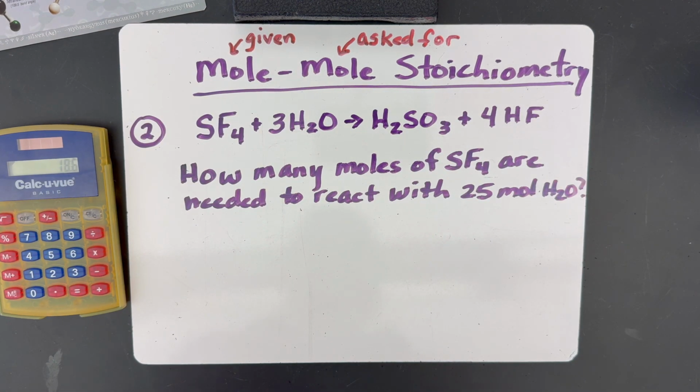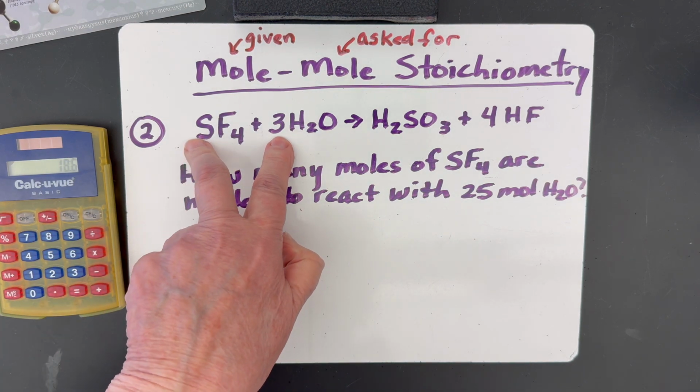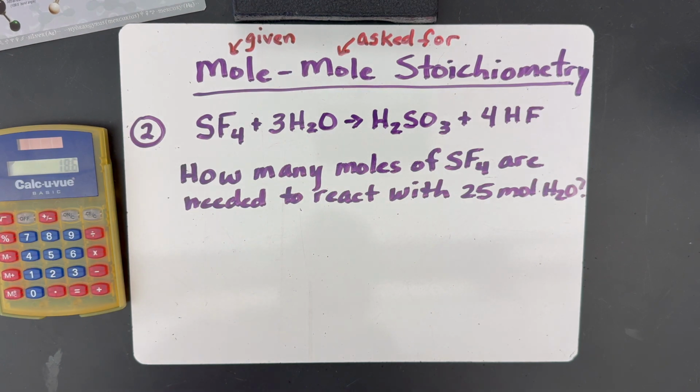Here is a second problem. We have a new equation at the top, balanced already. Always check that, and it is balanced. And our question is, how many moles of SF4 are needed to react with 25 moles of water? Notice this time they're both on the reactant side. That's the beauty of these problems. It doesn't matter what side they're on.